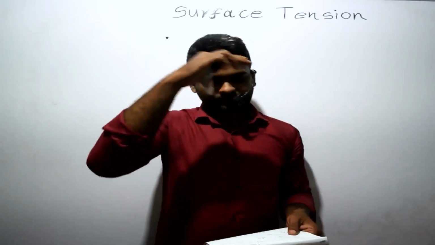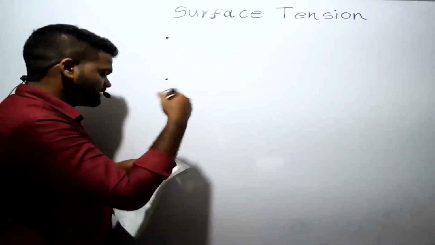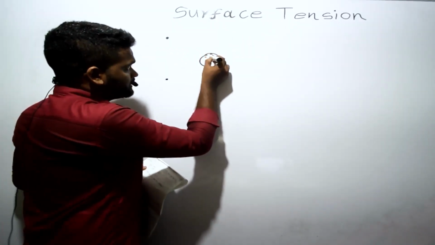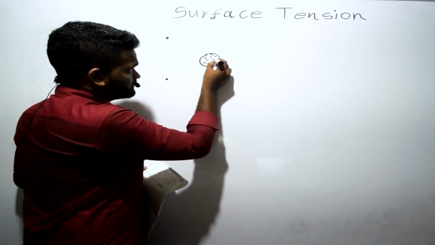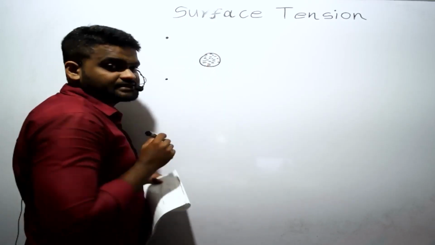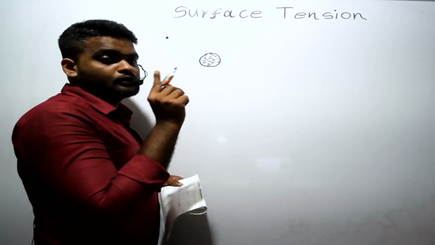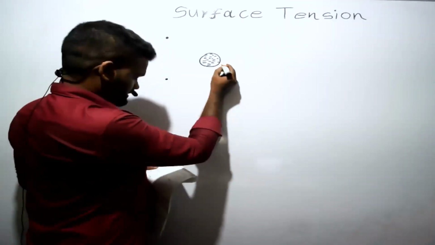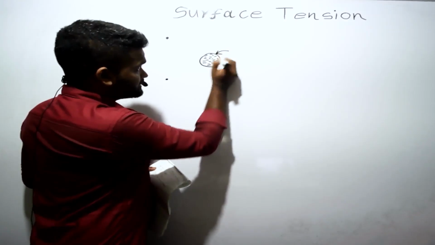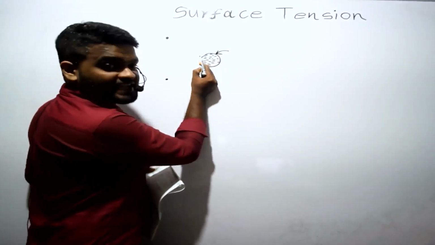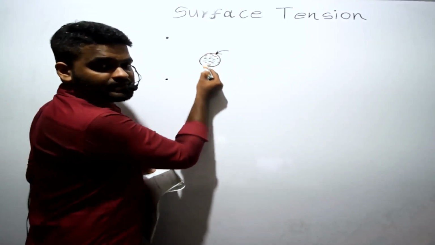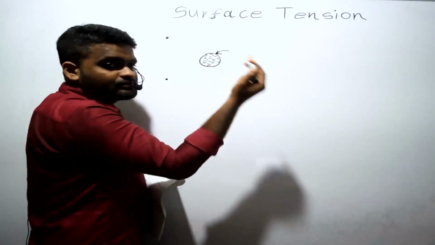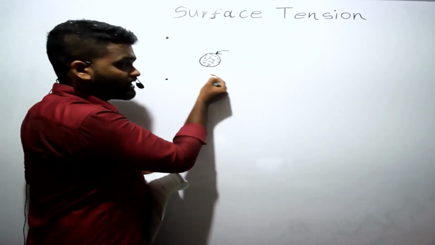So below the first line, you can draw this. What is this one? This is like a raindrop. It takes a spherical shape. So what do you mean by a free surface? This is the free surface. You can see there's only one free surface. This is a liquid drop, like a raindrop. It only has one free surface.